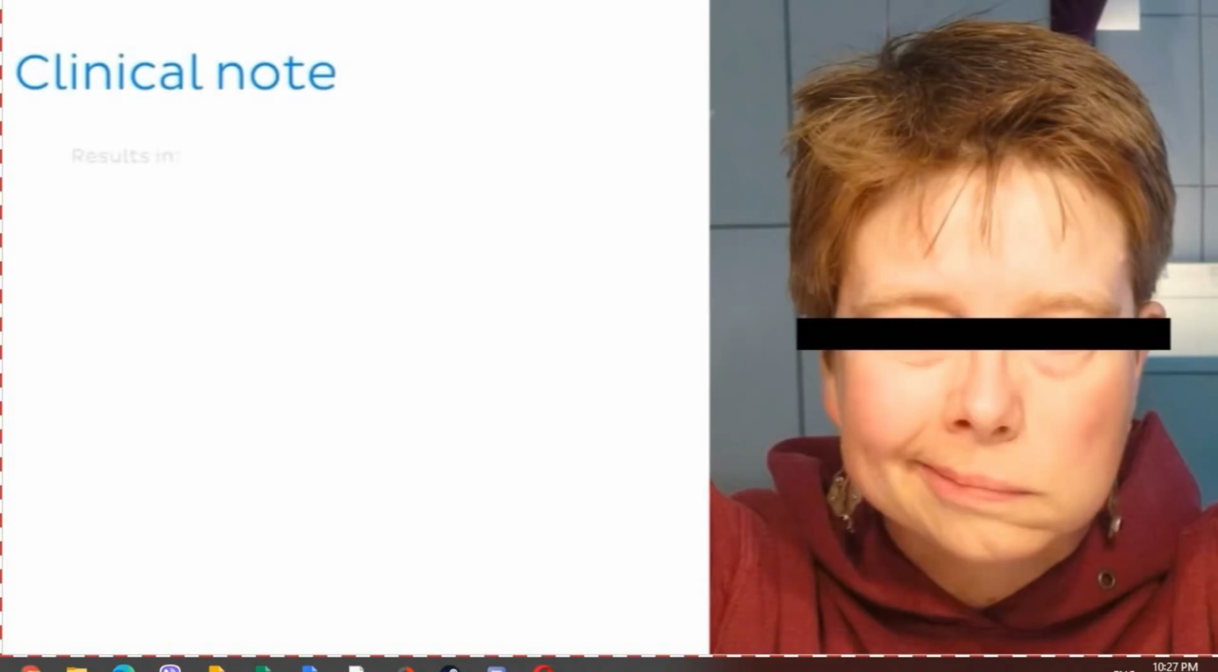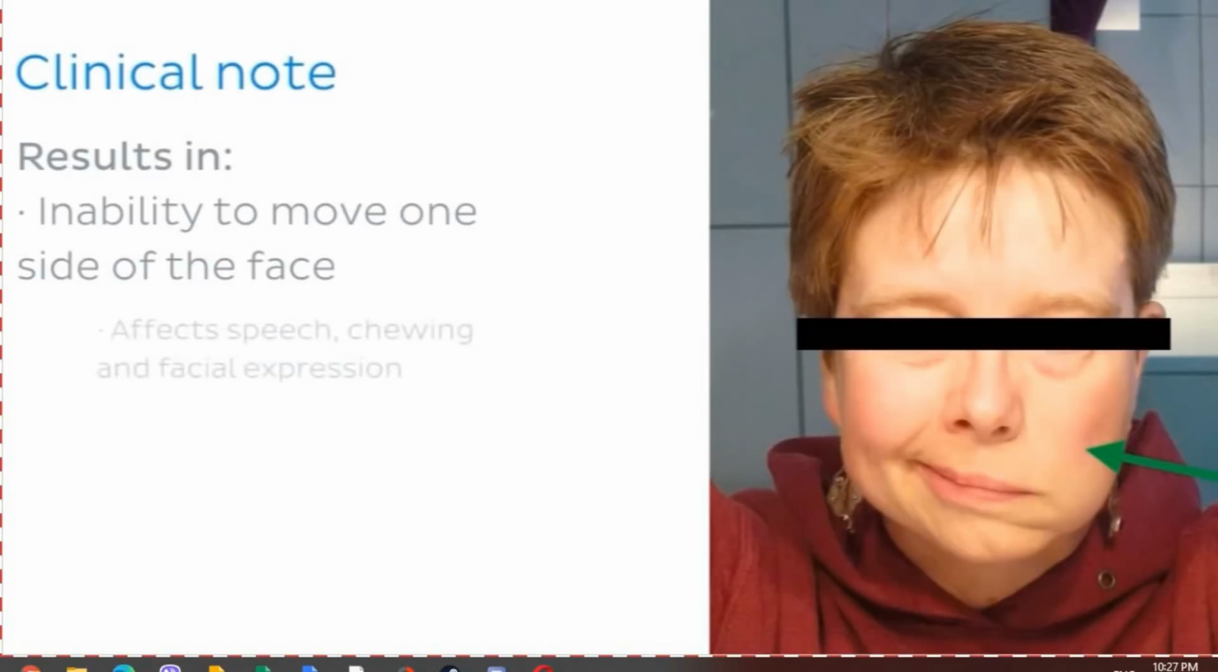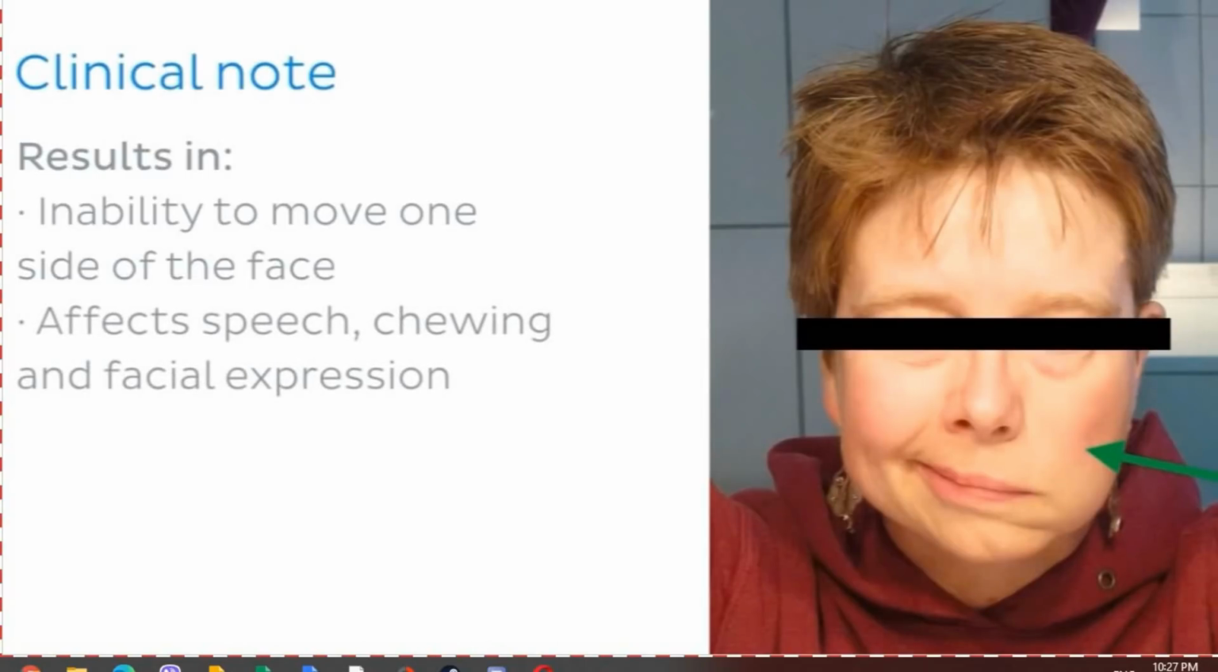It usually results in the inability to move one side of the face and affects speech, chewing, and facial expression. It can be caused as a result of a number of factors, including inflammation of the nerve due to herpes zoster infection, stroke, tumors, or as a result of fracture of the petrous bone.